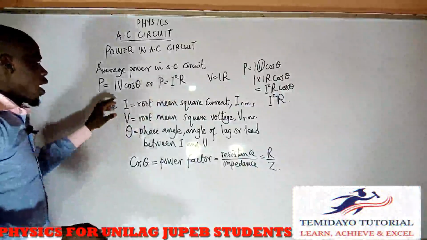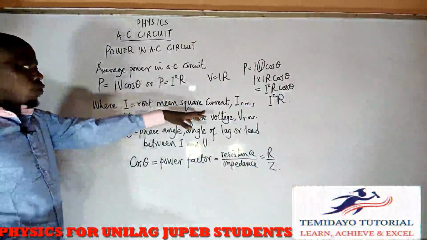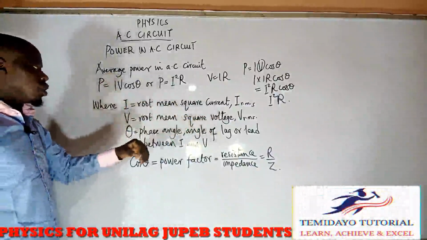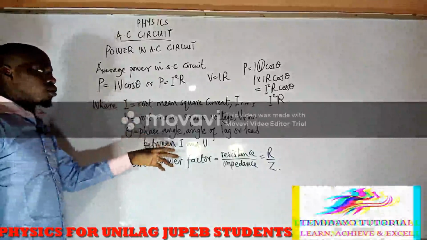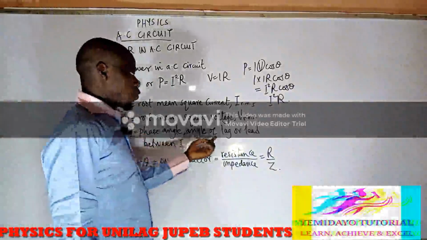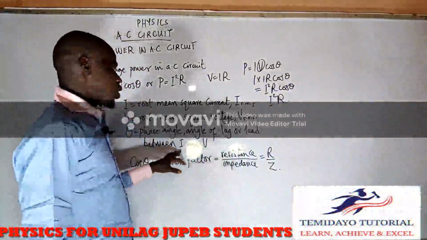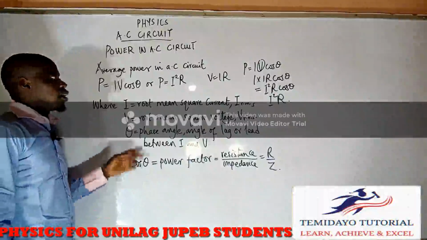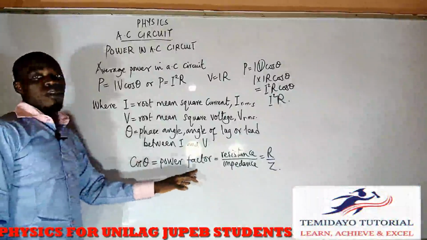Now our I here is the root mean square value of the current, and V is the root mean square value of the voltage. The theta here is the phase angle, that means the angle of lag or lead between the current and the voltage. And here, cos theta is referred to as the power factor.